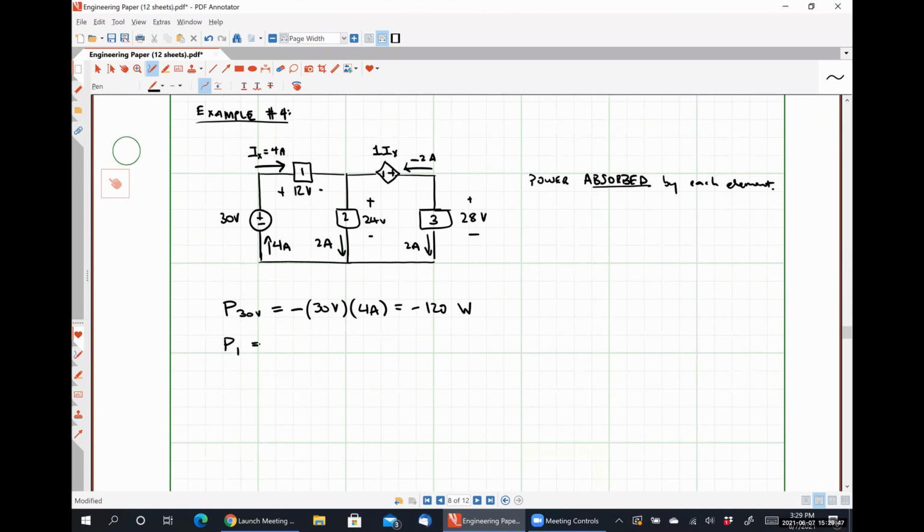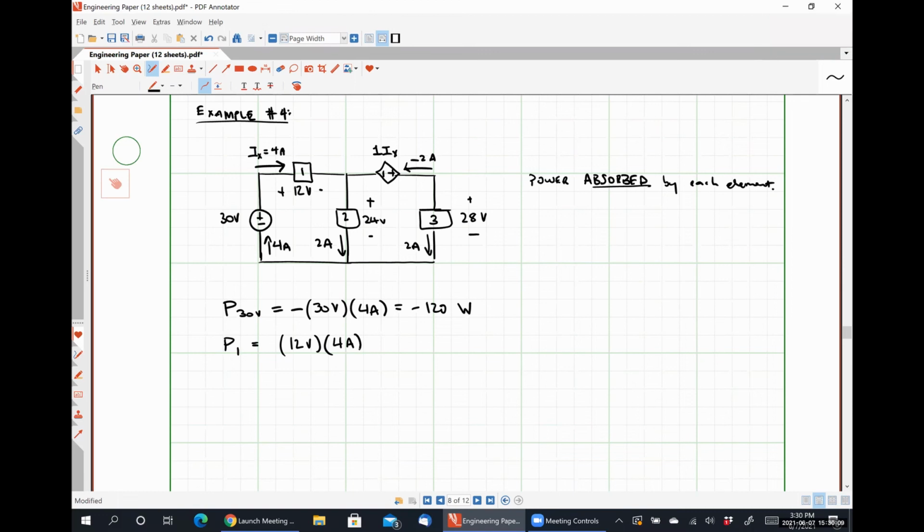Somebody else tell me what's up. Our voltage drop across this element is what? 12 volts. Our current flowing through this element is what? Positive 4 amps.